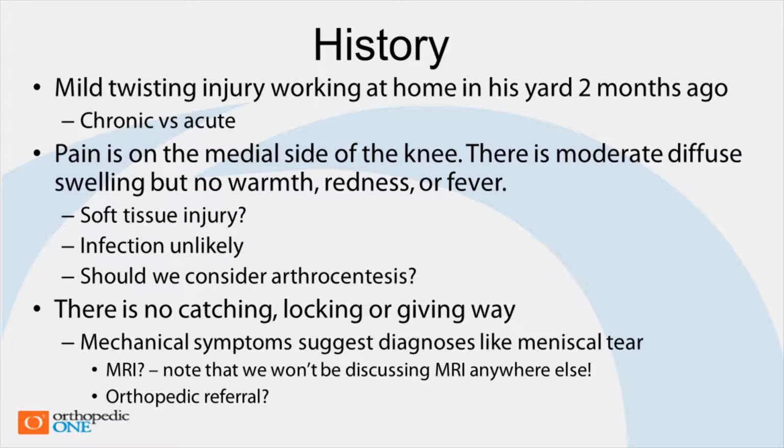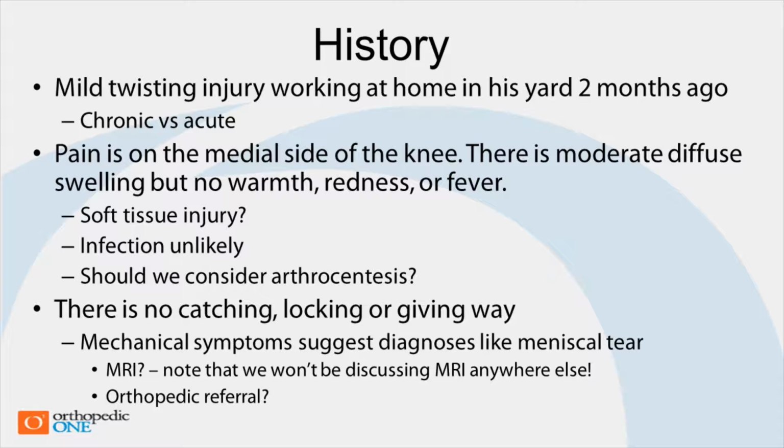The patient gives a history of a mild twisting injury while working at home in his yard 2 months ago. Now this is getting me oriented toward whether this is an acute or a chronic problem. Am I thinking of an injury like a medial collateral ligament sprain or a meniscus tear, or do I have a chronic problem like an arthritis or other degenerative conditions?